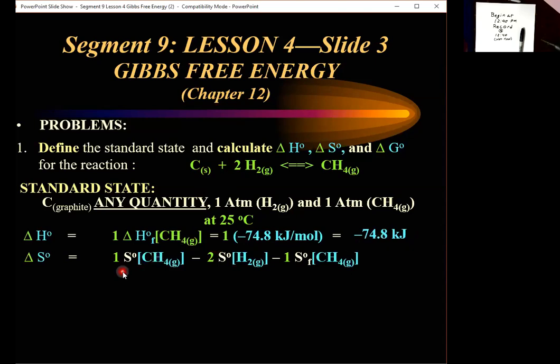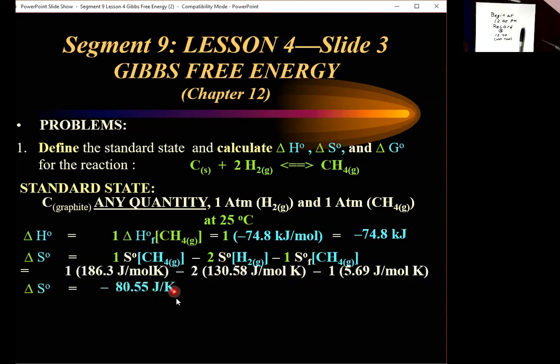The delta S of the reaction is going to be the third law entropy of CH4, there's 1 mole, minus twice the third law entropy of hydrogen, minus once the third law entropy of carbon. Okay, so here's the data. Delta S is negative 80.55.